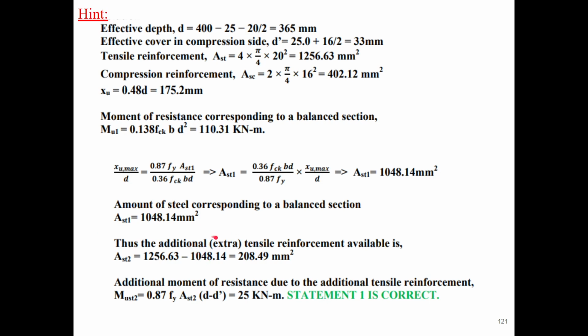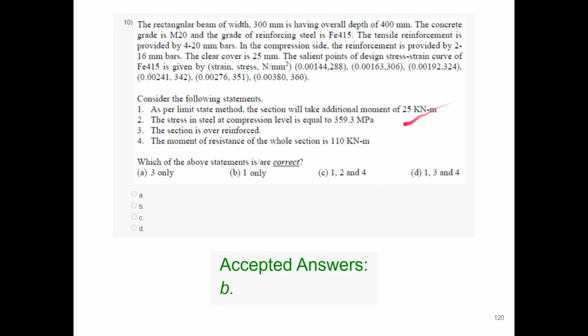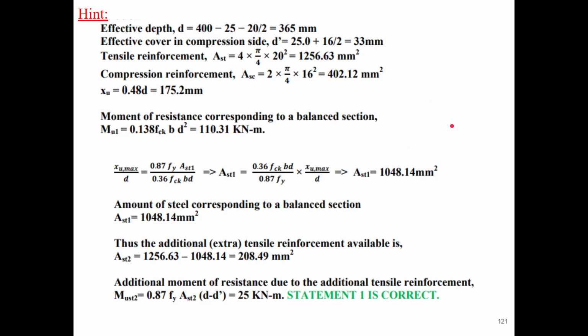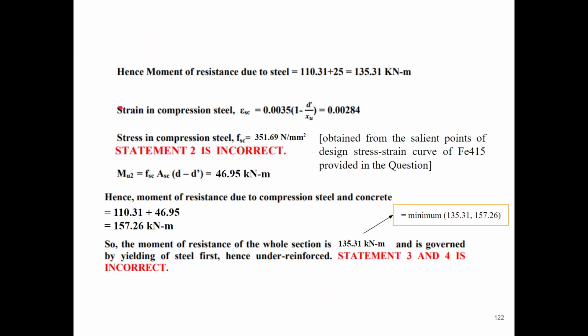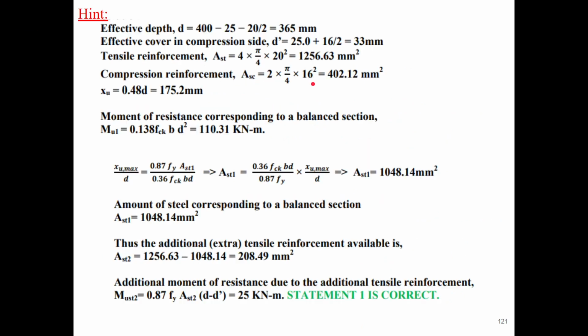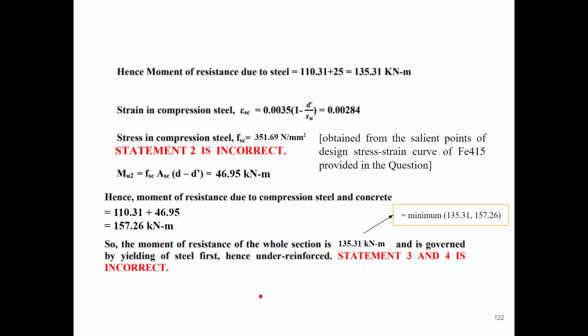Okay, and the extra additional tensile reinforcement available is 1256.63 minus 1048.14, which is 208.49 mm square. The additional moment of resistance due to the additional tensile reinforcement, MU2, is 0.87 fy AST2 into (d minus d prime), which is 25 kilonewton meter. So statement 1 is correct. Therefore, the moment of resistance due to steel is 110.31 plus 25, that means 135.31 kilonewton meter.